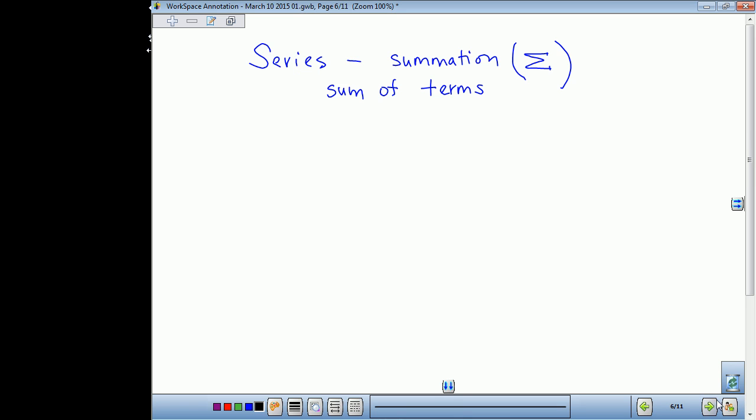So what we're going to do is we're going to do a series, and that is basically when we take a summation, and the symbol in mathematics for summation is the Greek capital letter sigma. That is correct. But in mathematics, that stands for summation. So we're going to find the sum of the terms in a series. Any questions? Okay.